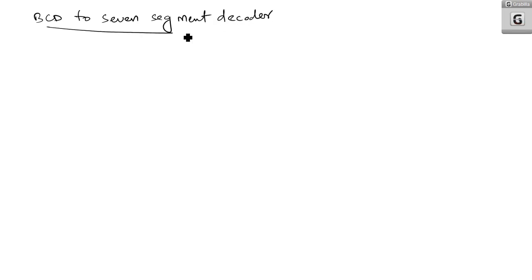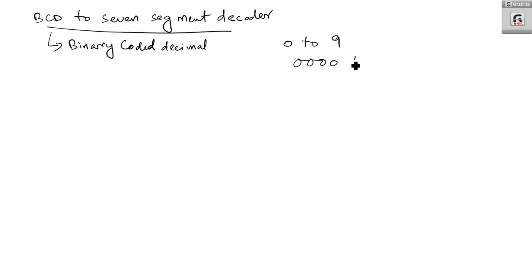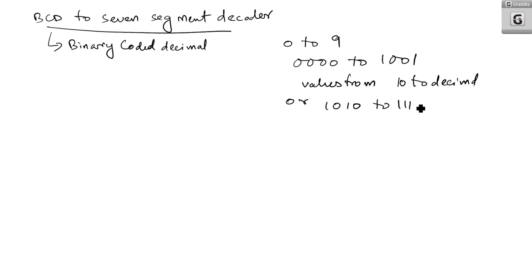So, what is BCD? BCD means it is basically binary coded decimal. Binary coded decimal means you have values from 0 to 9 in decimal. That means from 0000 to 1001. Whereas the values from 10 to 15 in decimal, or 1010 to 1111, are considered as don't care.